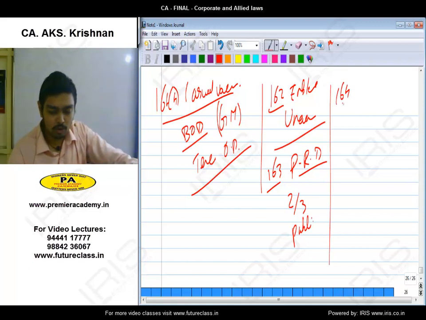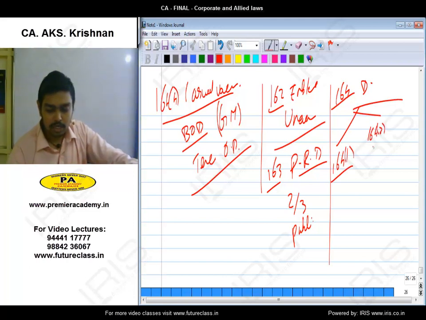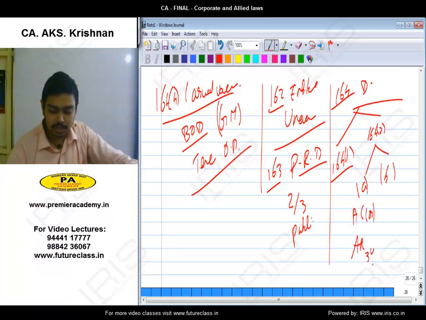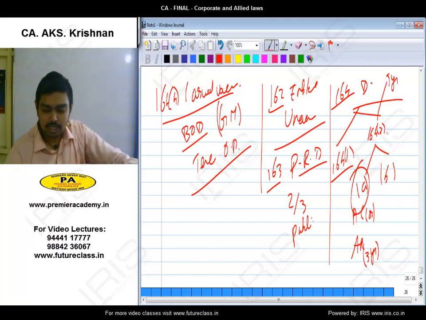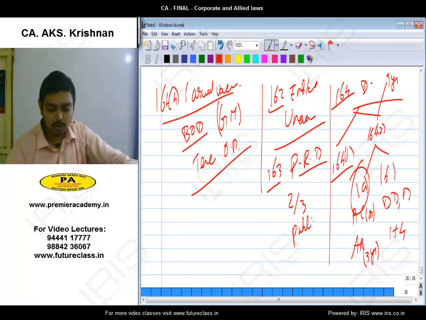Then we have 164, disqualification of director. So we have 164(1) primary disqualification, and 164(2). Disqualification clause A, clause B is there. Clause A is for not filing annual accounts or annual returns for a continuous period of 3 years. You will be disqualified for a period of 5 years. Correct? Then clause B, what happens? The debentures, deposits and dividend. It is like 1 plus 4 years.